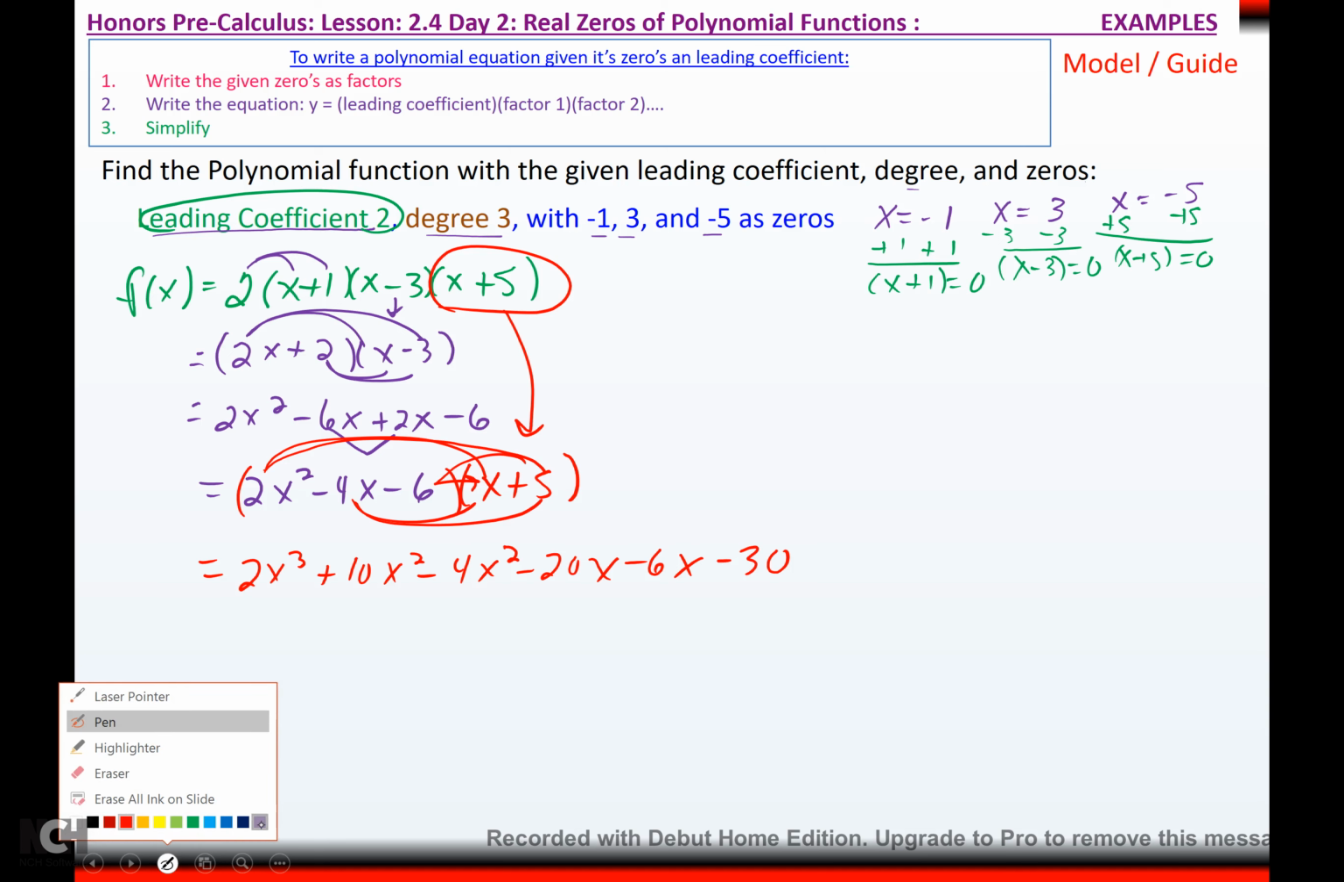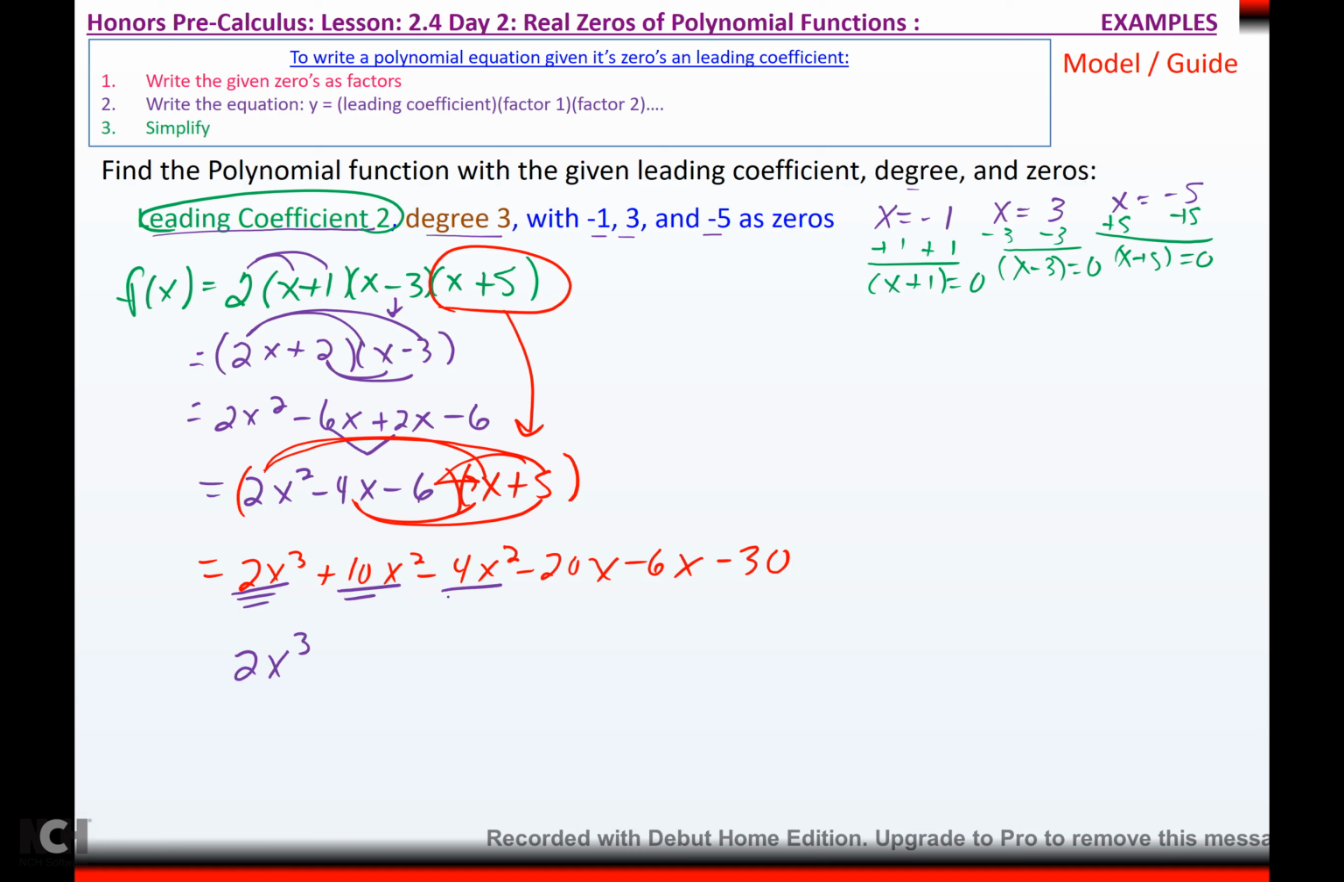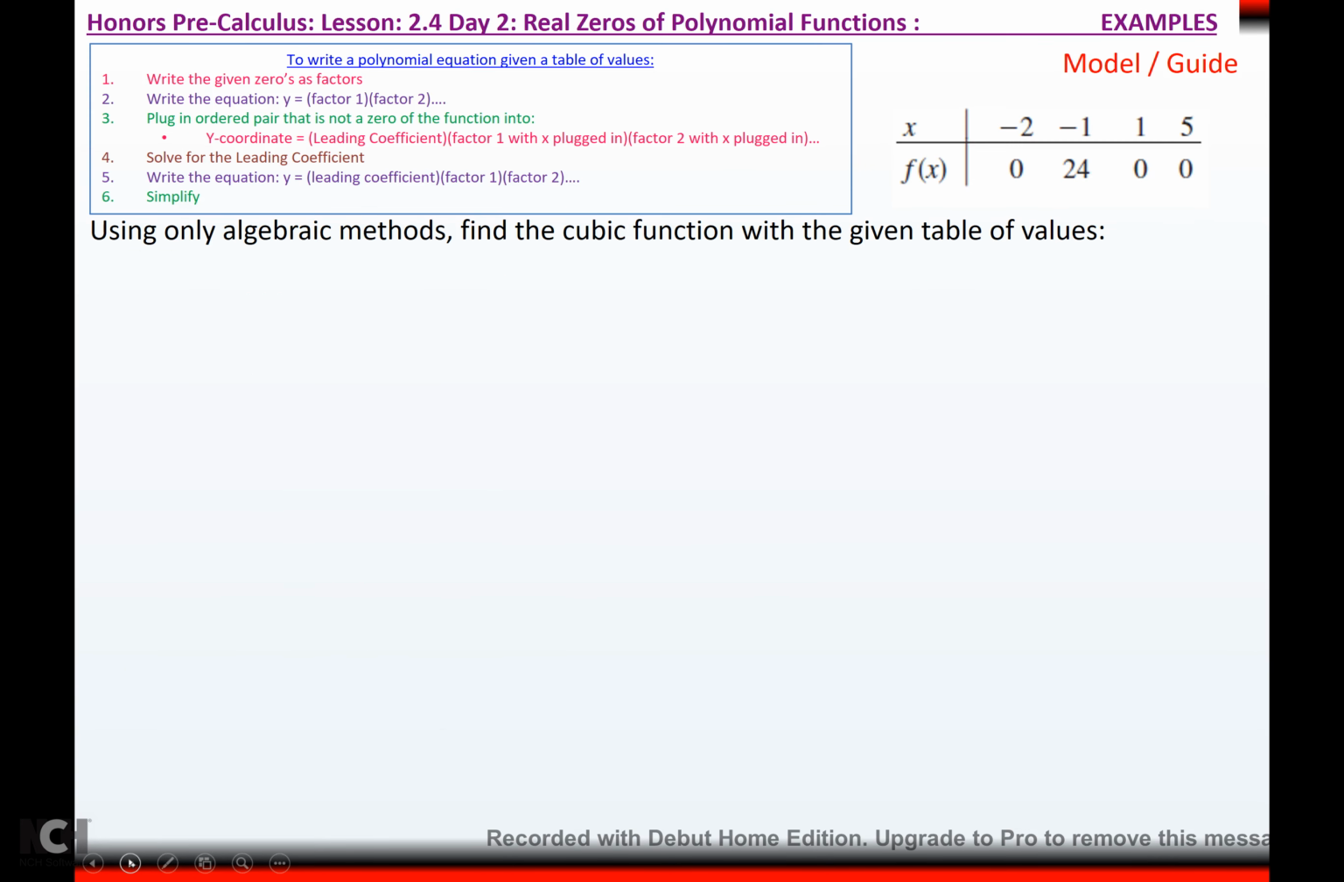And if we round up all of our like terms, I have no other x cubes. I have a positive 10x squared and -4x squared, which gives me a positive 6x squared. I have a -20x and a -6x, which gives me a -26x, and no other constants, so drop it. And that, my friends, is my function that has those zeros, degree 3, sure enough, and a leading coefficient of 2. Good job. All right, now the other one.